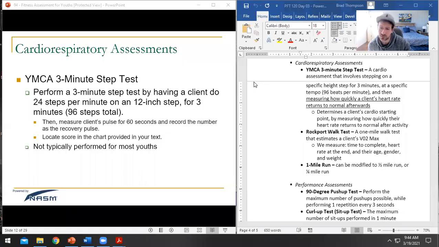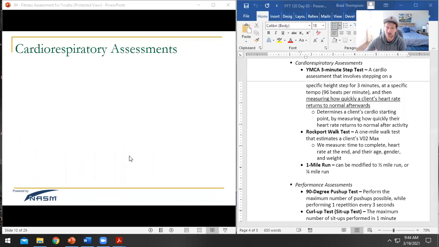If their cardiorespiratory system is in really good shape, their heart rate is going to do something like this. It's going to get back to a normal rhythm, right? Versus if their heart rate really is just not recovering, they're going to be sitting there breathing and it's just going to keep going fast the whole time. So the higher the heart rate is after the assessment, the worse in shape our client is cardiorespiratory wise.